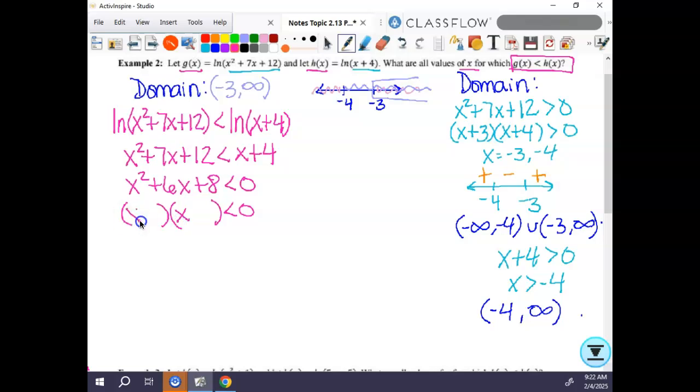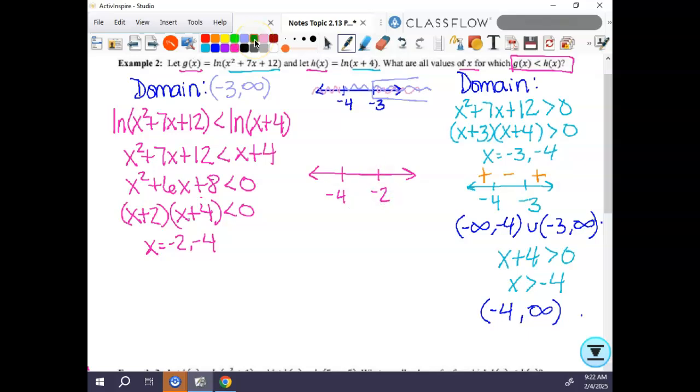x and x, 8 is positive, so the signs are the same. 6 is positive, so they're both positive. What are my numbers? 2 and 4. So I get x equals negative 2 and negative 4. Do my number line here. Make sure I put them in the right order.